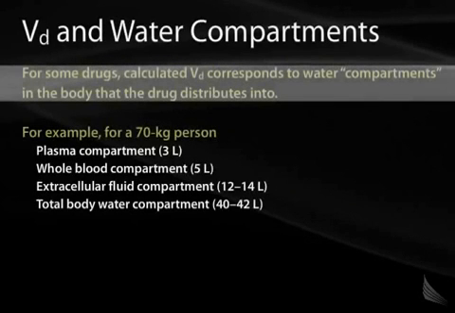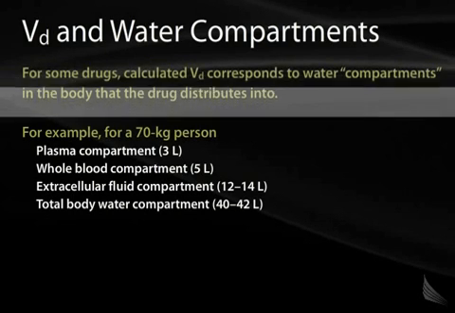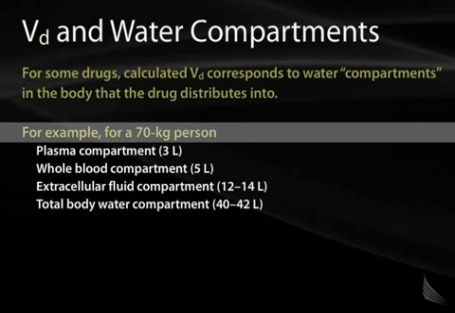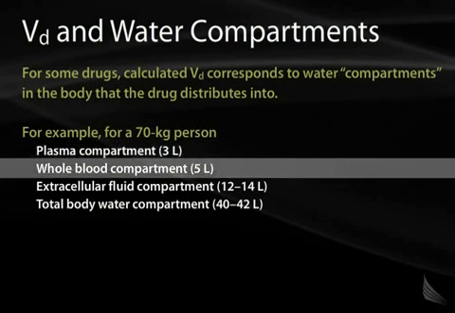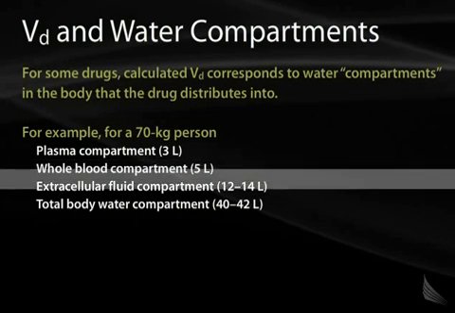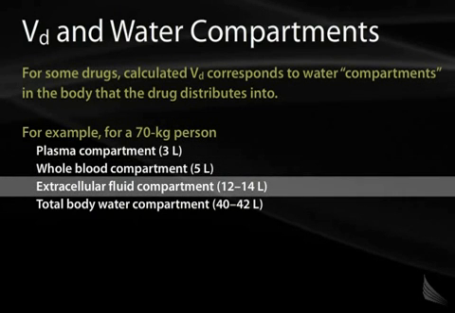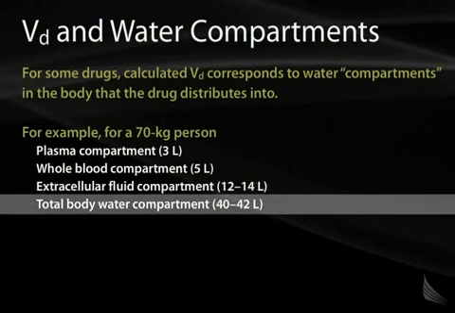For some medications, the calculated volume of distribution corresponds to the compartment that the drug distributes into. For example, for a 70 kilogram person, the plasma compartment is equal to 3 liters of water, whereas the whole blood compartment is equal to 5 liters of water, because the whole blood compartment also involves the red blood cells and the white blood cells, which take up volume in and of themselves. The extracellular fluid compartment, which also involves tissue fluid, is 12 to 14 liters, and the total body water compartment is equal to 40 or 42 liters.